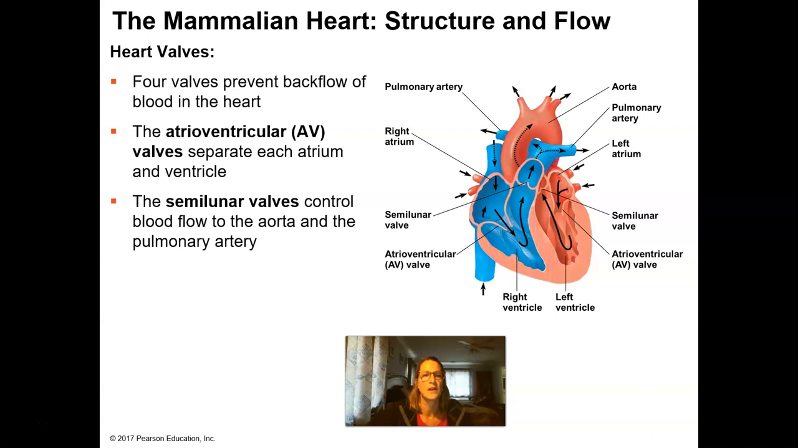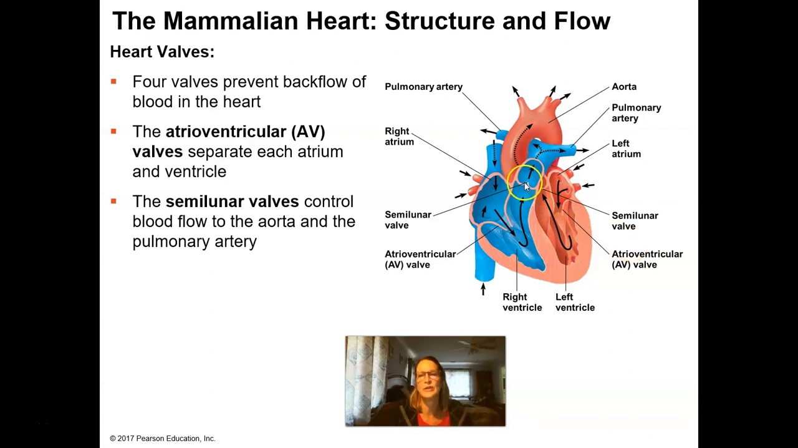They open and close at the correct times to make sure that the blood is flowing where it needs to be. So the two valves that separate the atria and the ventricles, so here's the atrium and the ventricle, here's another atrium and the ventricle. These two valves are called the atrioventricular valves, okay? Pretty easy to remember that name since it's atrium and ventricle. And these are the atrioventricular valves that separate the atria and the ventricles from one another. So there's one on the right and one on the left.